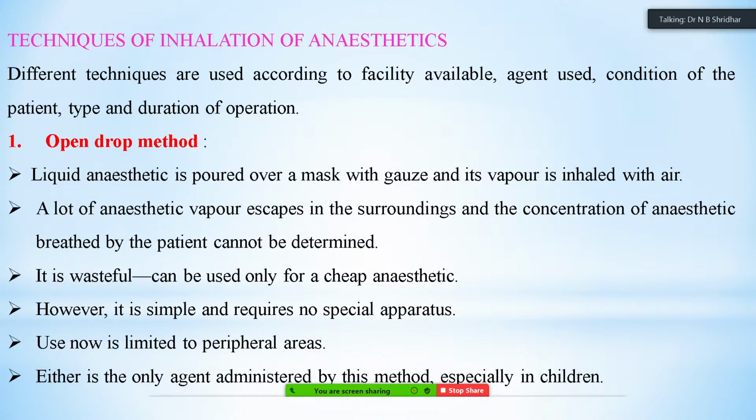Apart from this, there are different techniques of inhalation anesthesia for administering these agents. Different techniques are used according to the facilities available, the type of agent used, the condition of the patient, and the type and duration of the operation. There will be a lot of variation from patient to patient, as it depends upon the surgical procedure duration.